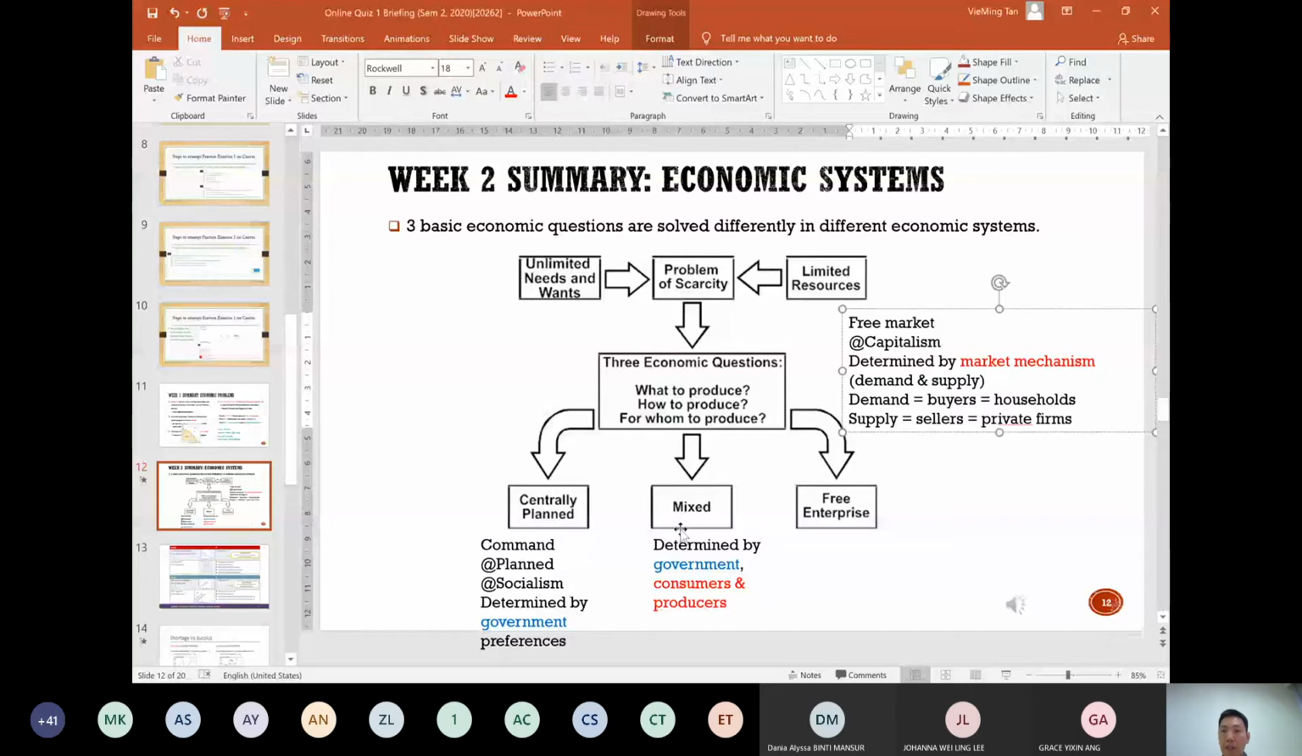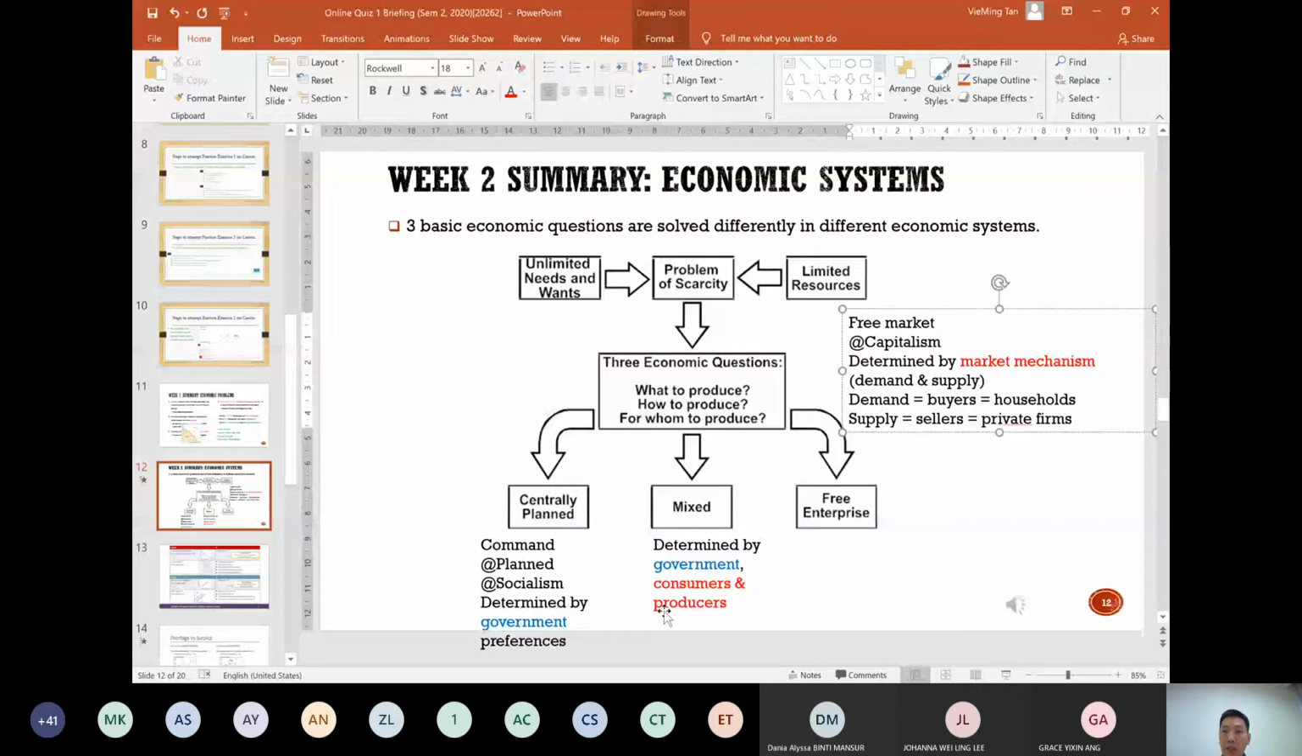Then how about the mixed economy? A mixed economy is a mixture of socialism and capitalism. In fact, most countries now are using a mixed economy. It's just that some lean toward socialism, some lean toward capitalism.